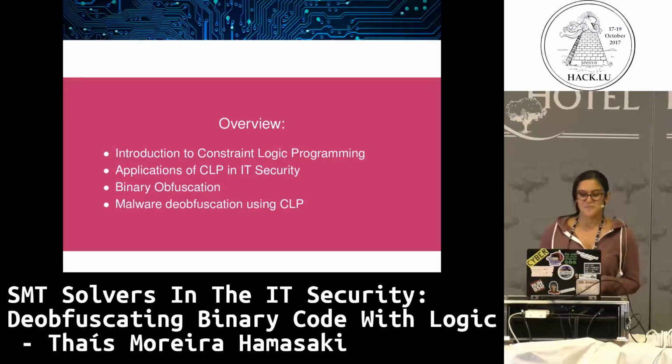I heard a lot of people saying this year that SAT, SMT and constraint programming are just another hype that will last only some months. But I don't believe that, because SAT is really old, and it's a fundamental principle in computer science. I believe the interest is increasing right now because computers have gotten much faster over the decades. Before, it was really inaccessible to solve problems using SAT and SMT solvers, and now we have the physical possibilities of doing it.